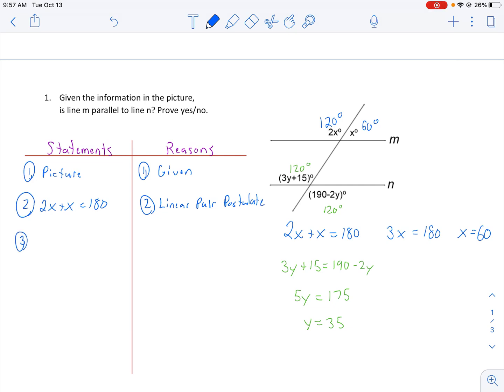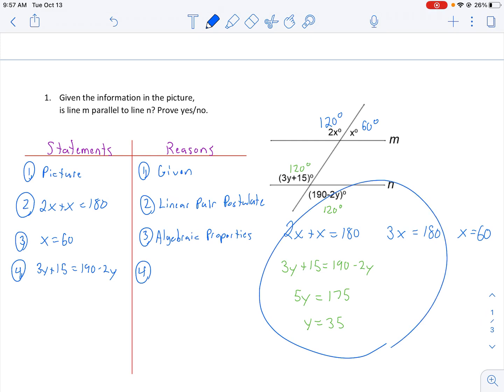Okay. After we found that, we solved for x and found x is 60. We're just going to say here algebraic properties rather than go through every step. Then next, we knew that 3y plus 15 was equal to 190 minus 2y. So I'm just going in order of the work we did over here and explaining how we knew that. We know those two because of vertical angle theorem.